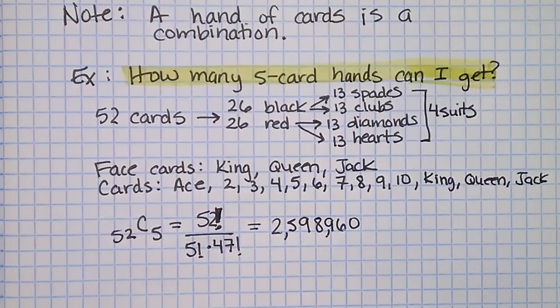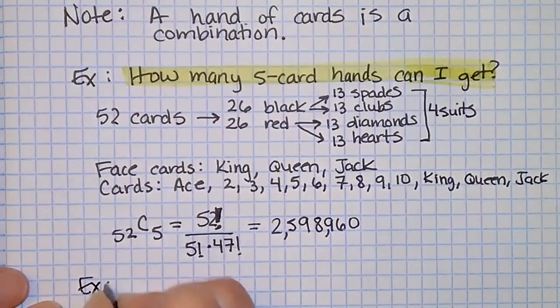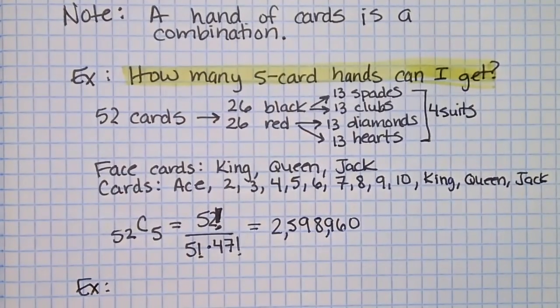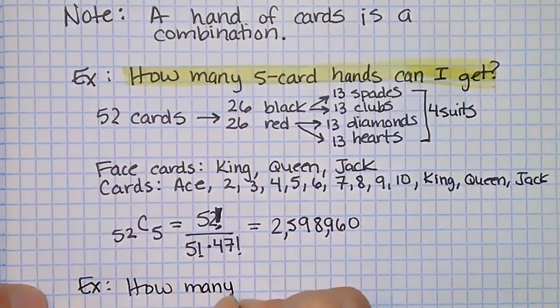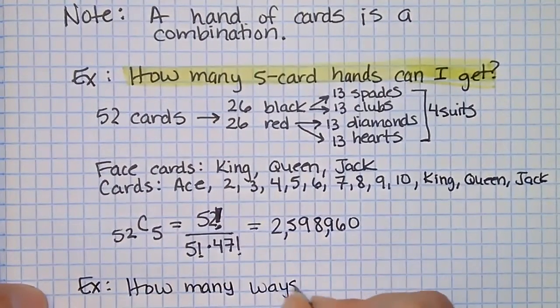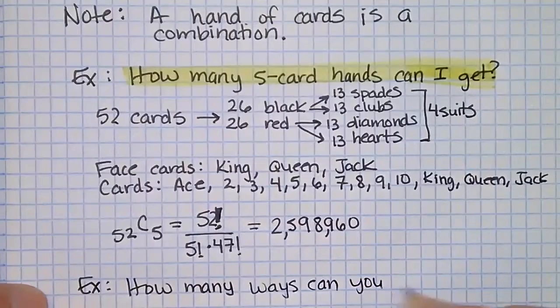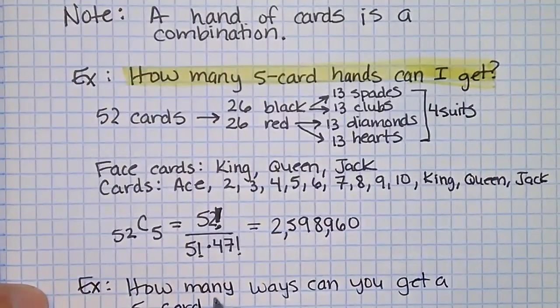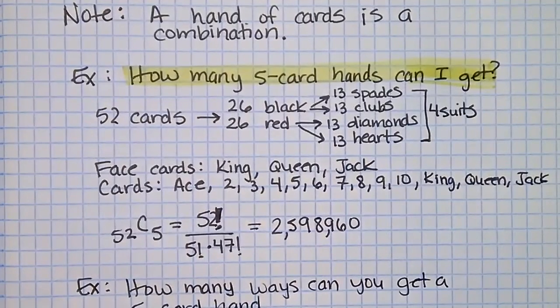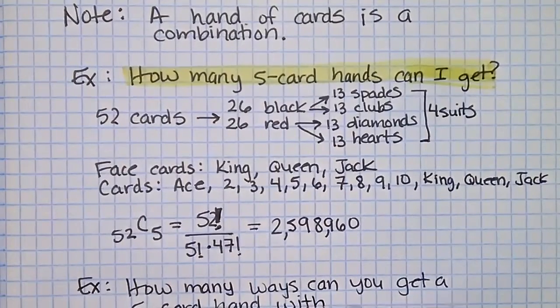Now, let me do ones that are a little more specific. So let's say we want the following. How many ways can you get a 5-card hand with 2 kings and 3 jacks? So 2 kings and 3 jacks.